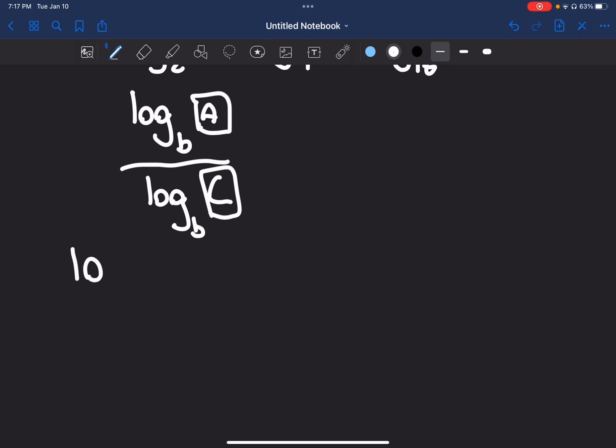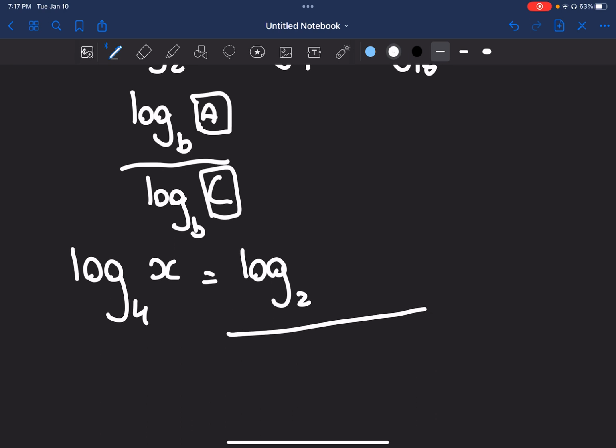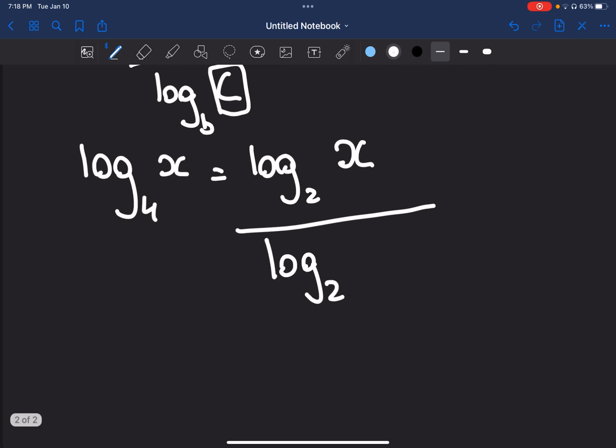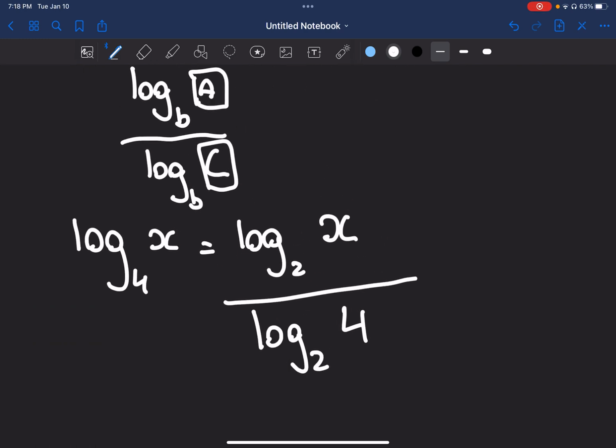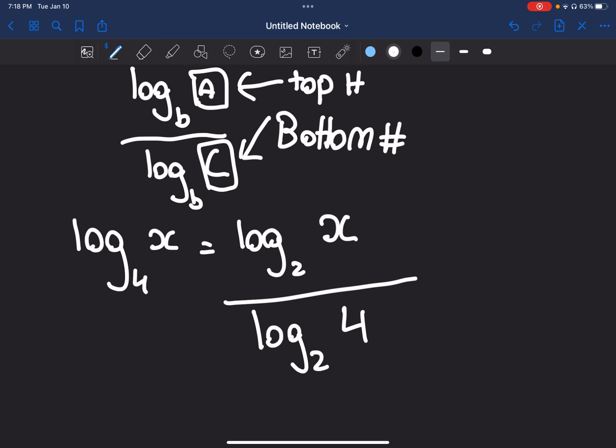So log base 4 of x is equal to log base 2. So we know we want log base 2, but we might not know what comes after. So log base 2 of what? So log base 2 of the number at the top, which is x, over log base 2 of the number at the bottom, which is 4, right? In keeping with these rules I just showed, a is the top number and b is the bottom number, or the base, right?